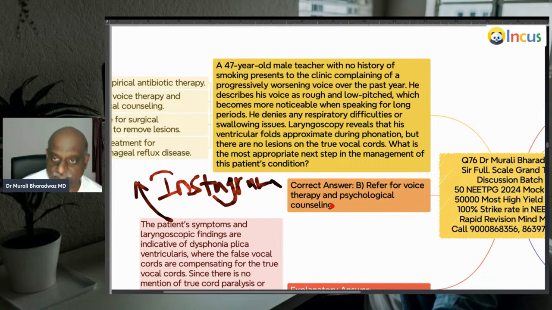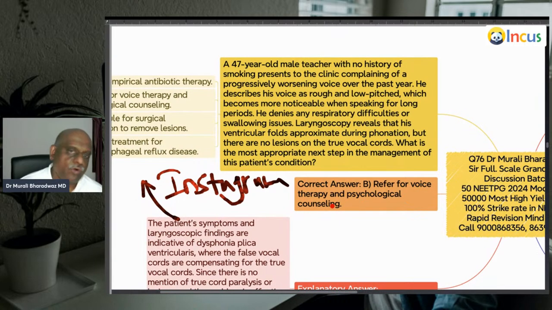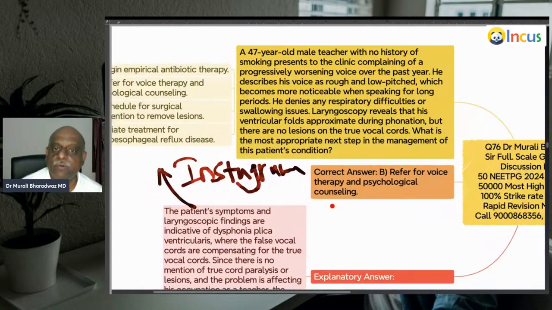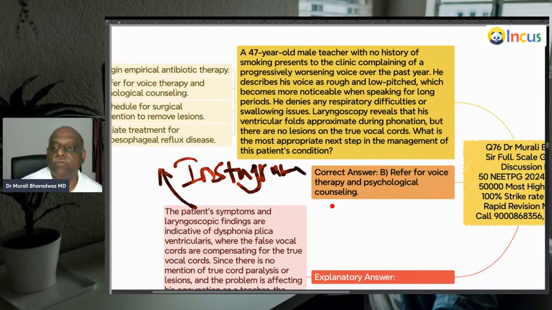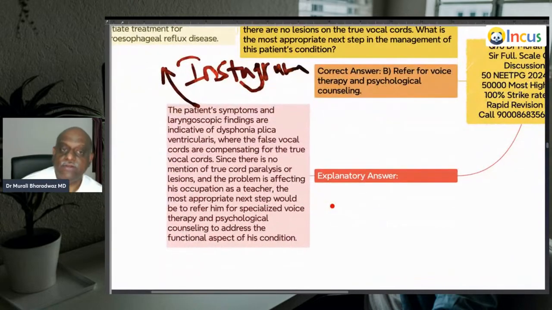A 47-year-old male teacher, his voice is rough, low pitched, and becomes noticeable when speaking for long periods. Laryngoscopy shows ventricular folds approximating during phonation, but there are no lesions. So what is this called? Dysphonia plica ventricularis, where the false vocal cords are compensating for the true vocal cords.